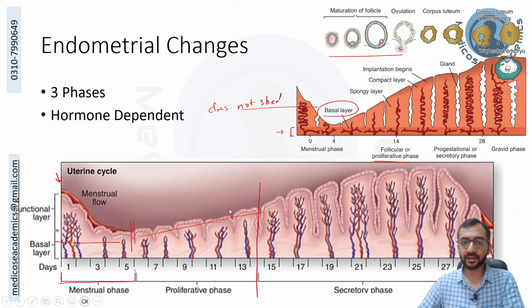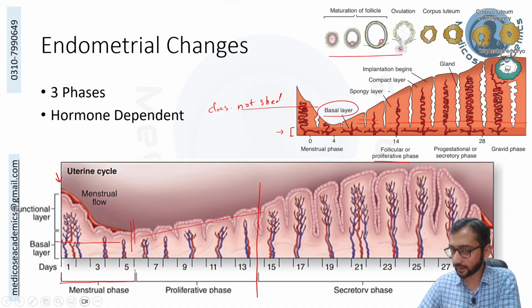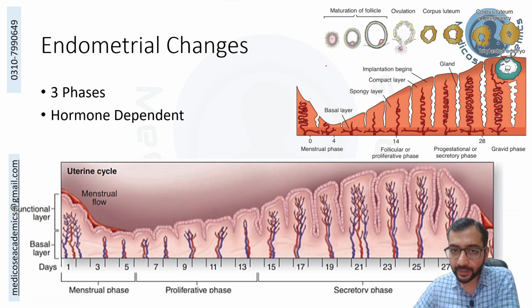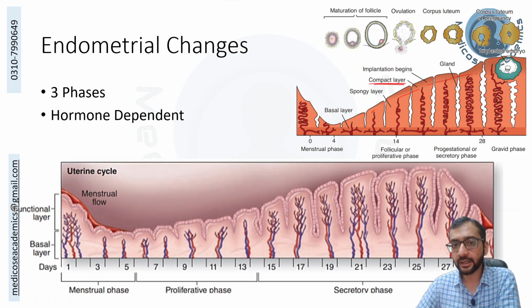This is the basal layer, and the functional layer is further divided into the compact layer, lightly shown at this point, and the spongy layer. Sorry, this is wrong. The compact layer is near the top, so this is the compact layer on the top, and the one between them is the spongy layer.